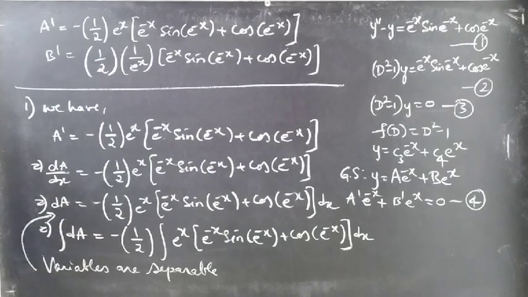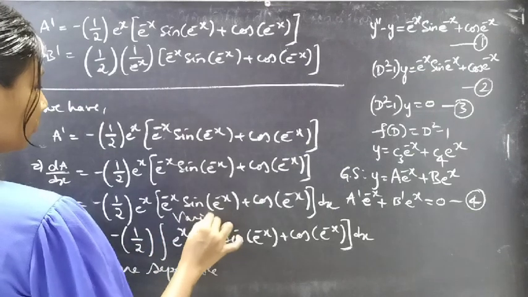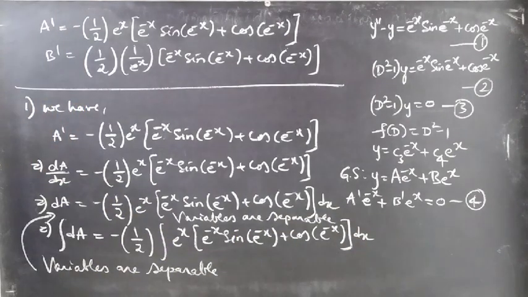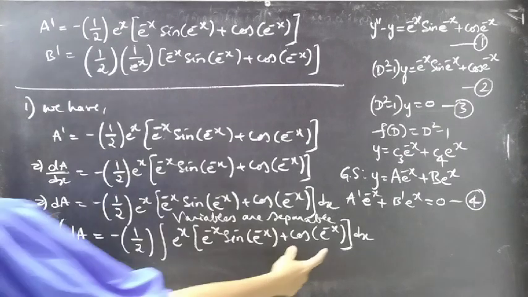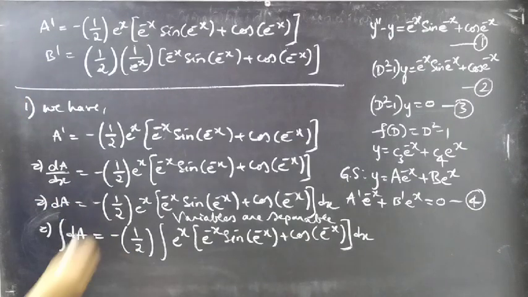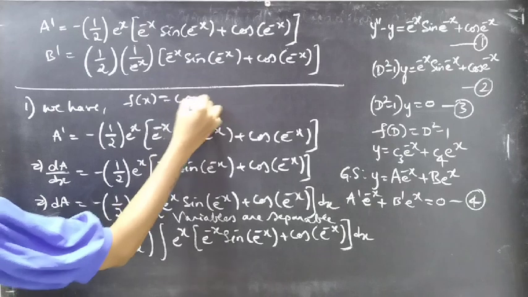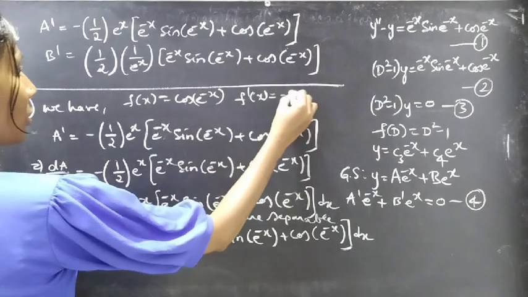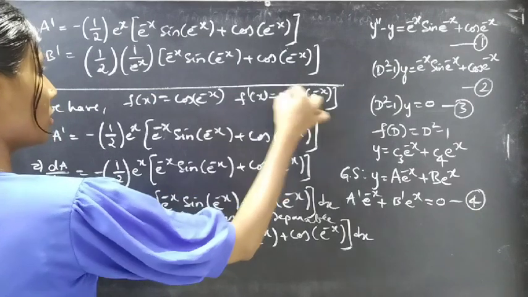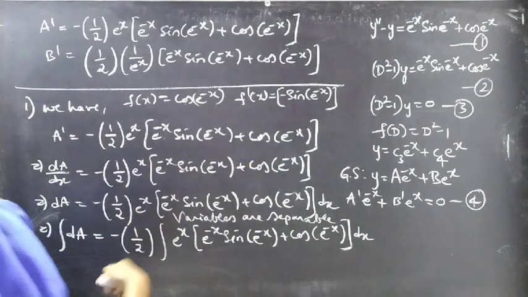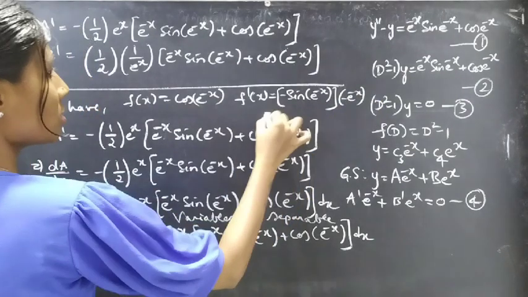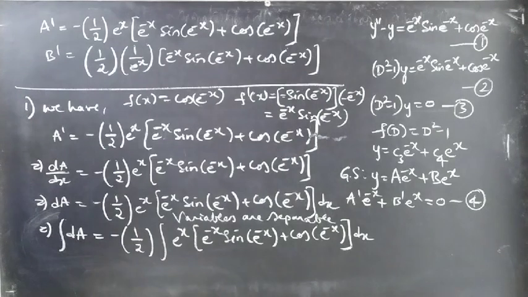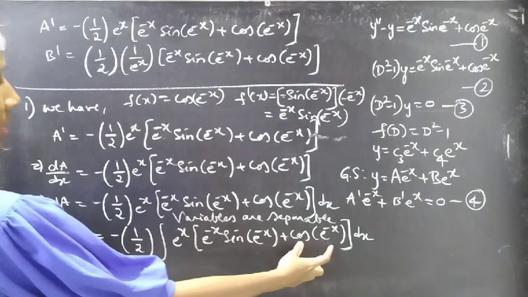Actually, you need to write here that the variables are separable. Now, consider cos(e^(-x)) as f(x). Let f(x) = cos(e^(-x)). Then f'(x) is the derivative of cos(e^(-x)), which is -sin(e^(-x)) into the inner derivative, that is the derivative of e^(-x). The derivative of e^(-x) is -e^(-x), which gives us minus into minus plus, e^(-x) sin(e^(-x)). So we have f'(x) plus f(x).